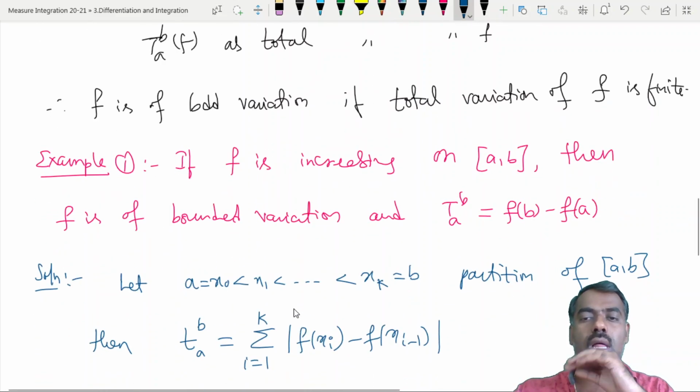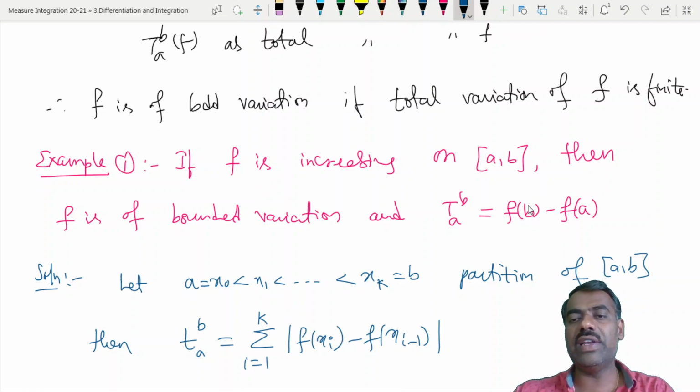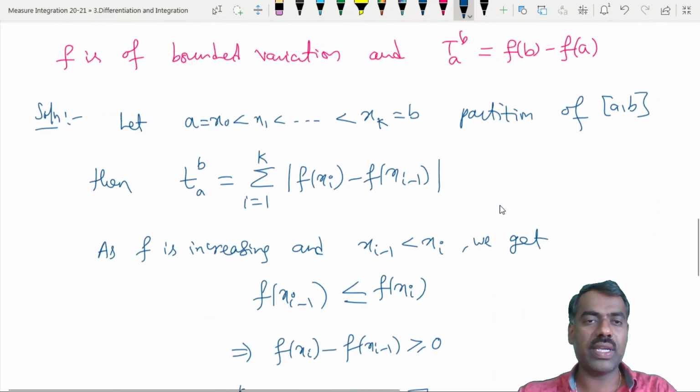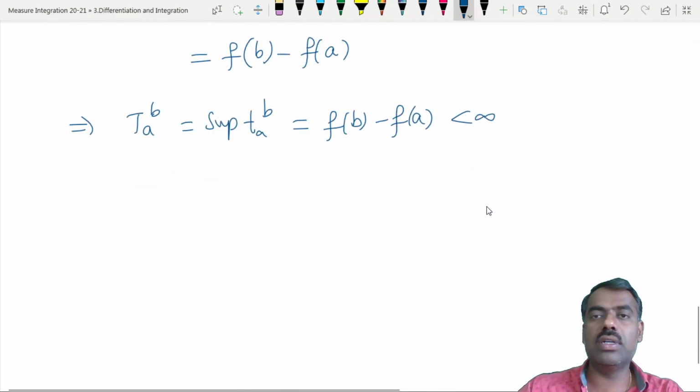Right? Yes, sir. So if it is decreasing, the only thing is you will get f of a minus f of b. That is the only difference. Right? So now let's see another example.